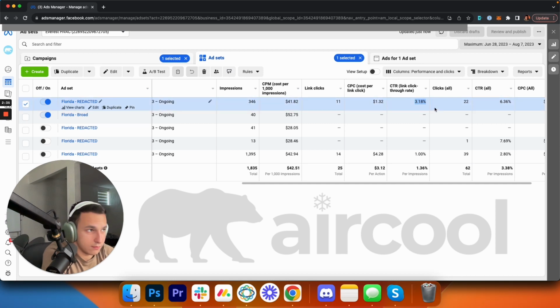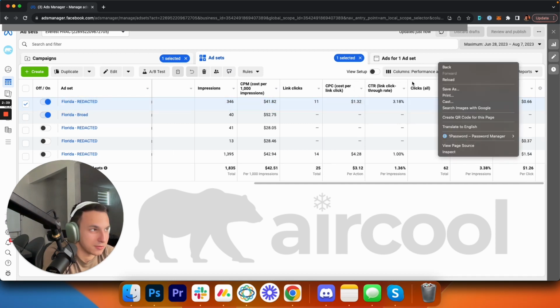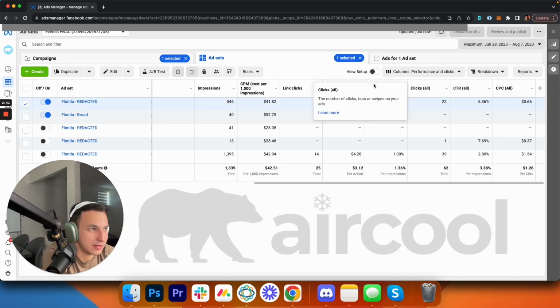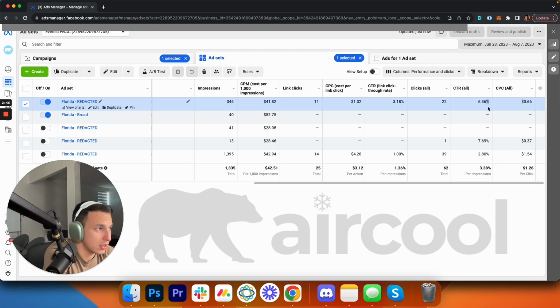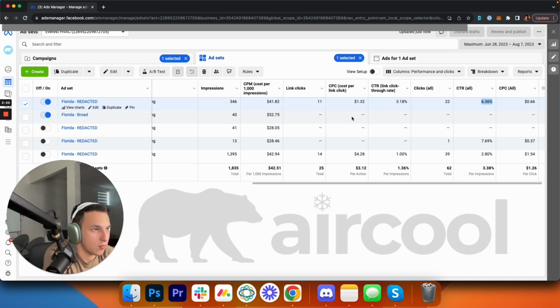3% click-through rate. Oh, I'm sorry, a 6.36% click-through rate. I think this is the unique click-through rate or something, but this is the actual click-through rate that people look at. 6.36% click-through rate, so that's obviously slightly above average. And 66 cents cost per click. This is a joke, by the way. This is pretty good, right?